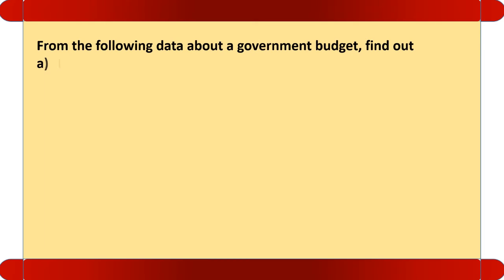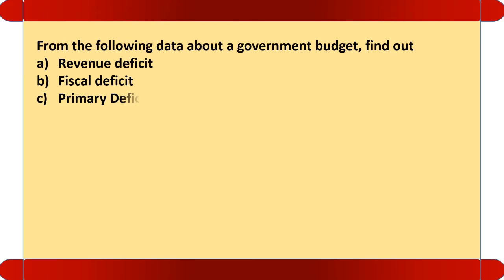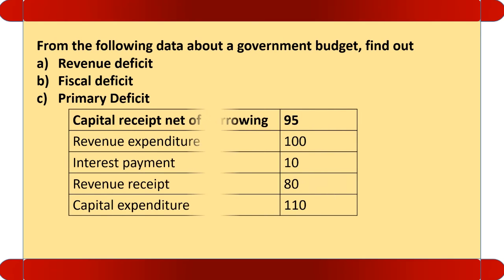Now we will learn how to apply the formula in the question. Let us see the question. In the question we have to calculate revenue deficit, fiscal deficit and primary deficit. Here is the question. The capital receipt net of borrowing is 95. Capital receipt net of borrowing means capital receipt excluding borrowing.